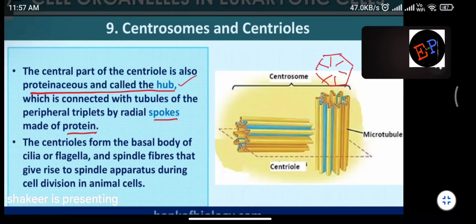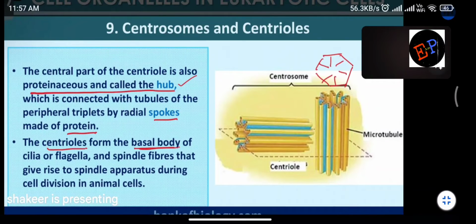Clear? So the centrioles form the basal body of cilia and flagella, and spindle fibers that give rise to spindle apparatus during cell division in animal cell. So what is the function of a centriole, ma? They form the basal body. And what is the function of basal body? From these basal bodies only cilia and flagella will develop. Are you able to understand, ma?